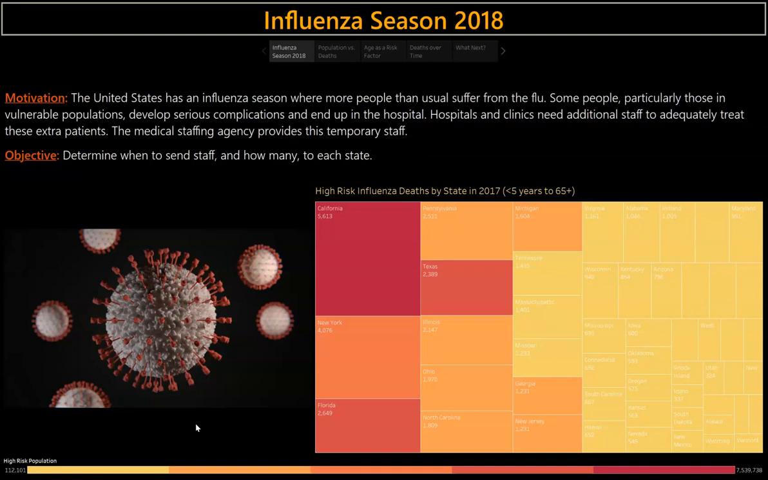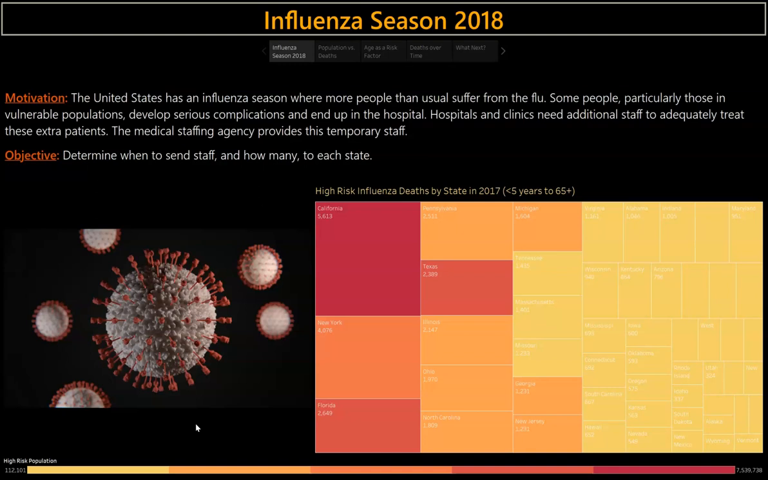This analysis is to determine where to send hospital staff for the 2018 influenza season. We want to know what state, county, and quantity to send help to and when in order to accommodate the expected spike in hospital patients due to influenza.